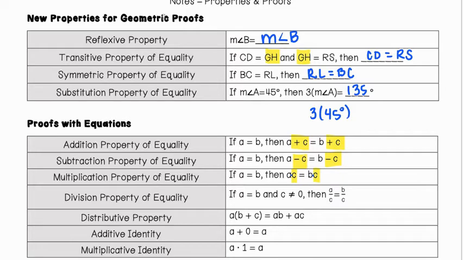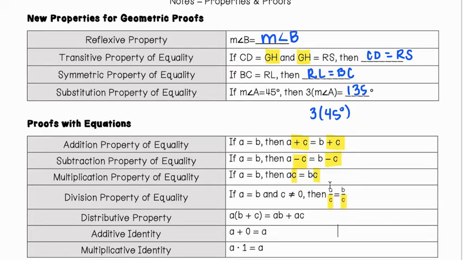For our division property of equality, we have a similar rule. The only restriction on this is that C is not allowed to be 0 if we divide both sides by C. So it can be any number except 0. Remember, if we divide something by 0, we get an undefined value, so it would no longer be true. But any other number we could divide by and it would still be true.